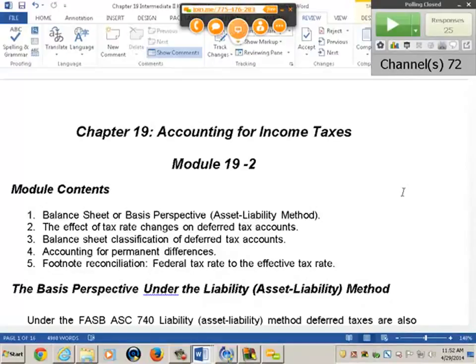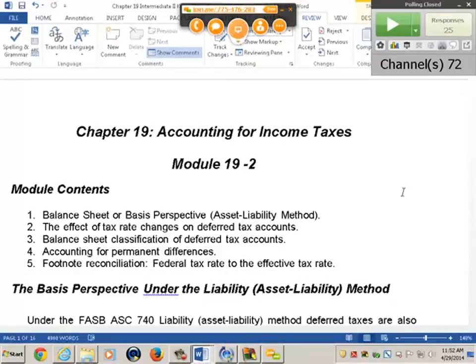So tax rate changes are going to cause volatility in tax expense. The same thing is going to happen with, we'll talk about balance sheet classifications, but the same thing is going to happen with the deferred tax assets. We'll take a look at permanent differences as well, because right now we're looking at temporary differences, and then there is a key footnote that you have to be aware of, and that footnote is a reconciliation of the federal tax rate to the effective tax rate. So we're going to get there.